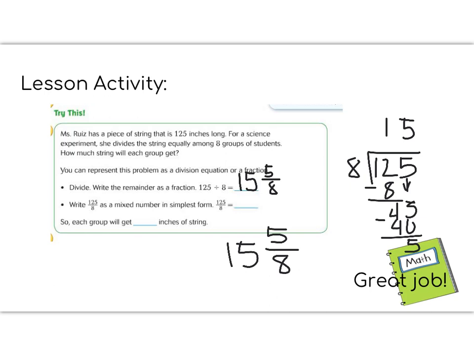So step 2 says write this as a mixed number in simplest form. So let's think about what is simplest form. Do 5 and 8 share any factors? You answer the question and fill in the blank. They may be the exact same answers because it might already be in simplest form. Then answer the question, how much string will each group get? Great job, 5th graders!